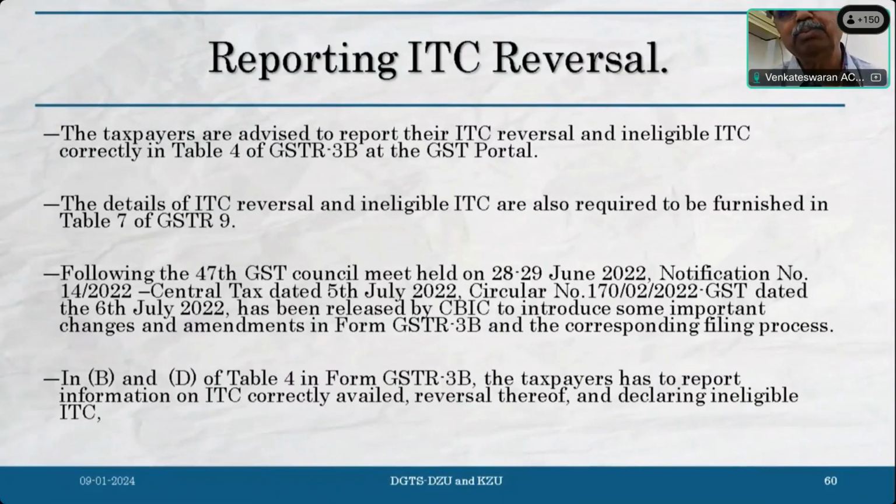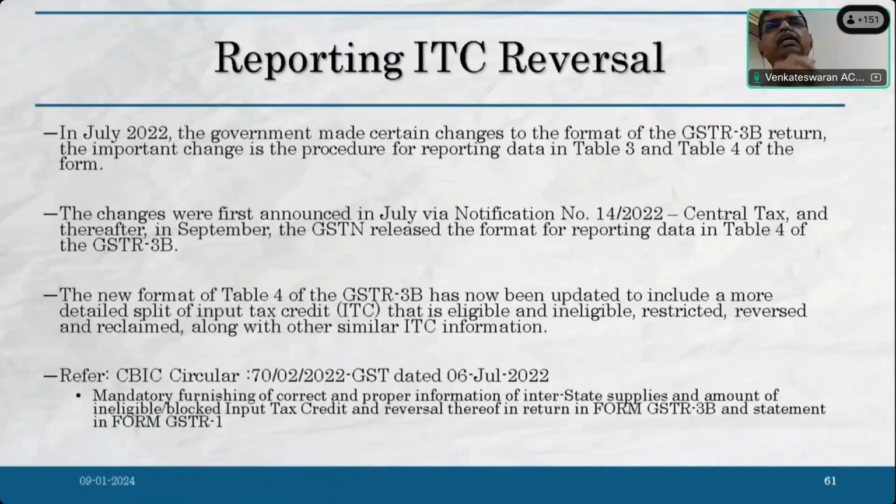Now the major issue is reporting the reversal. Earlier we just reported the net credit. We could report the credit available. Now after some time, from July 2022 onwards, the format has been modified. The reporting has to be done this way: take all the input credit which is available in your 2B into your GSTR-3B Table 4.